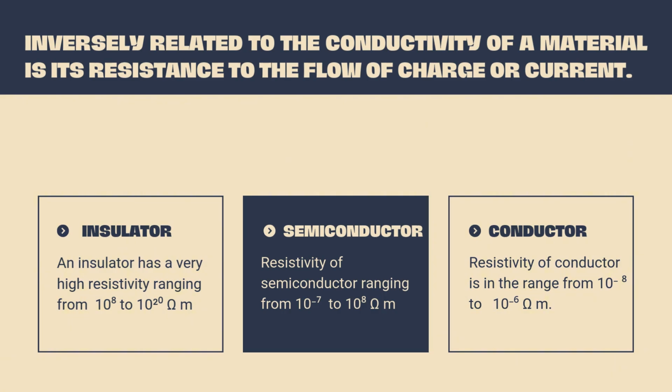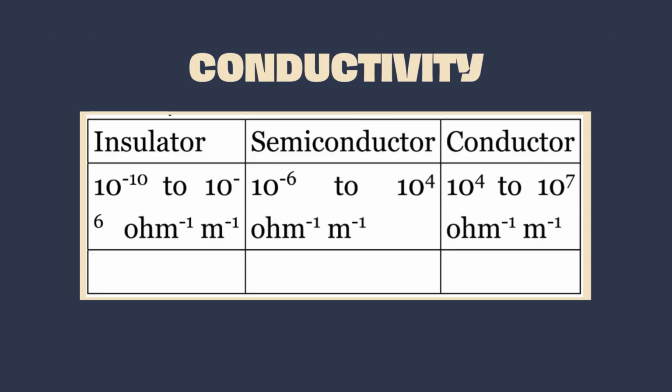Now similarly, the conductivity of these materials are shown in this table. In case of insulator, the conductivity is 10 to the power minus 10 to 10 to the power minus 6 per ohm per meter. In case of semiconductor, its value is 10 to the power minus 6 to 10 to the power 4 per ohm per meter. And in case of conductor, conductivity is 10 to the power 4 to 10 to the power 7 per ohm per meter.